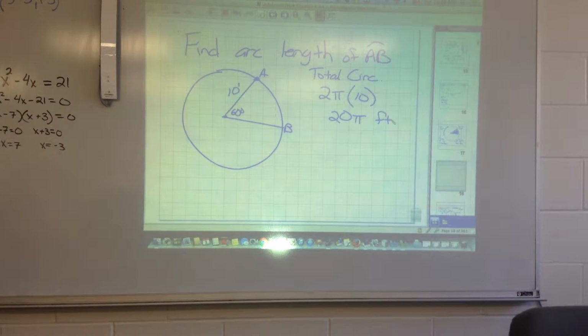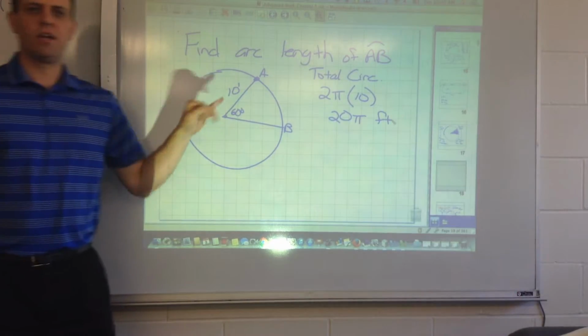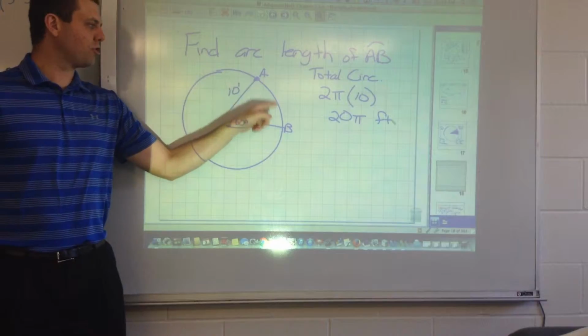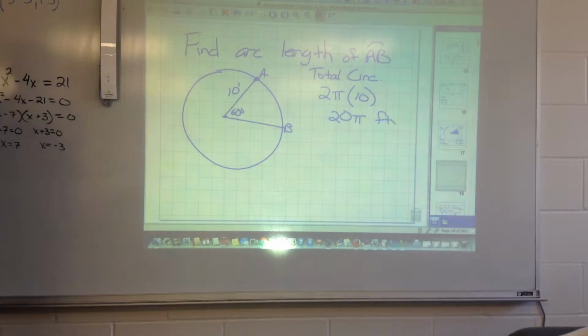Quinn. You divide 20 pi by 6. Why? Because 60 is 1/6 of 360. Perfect. I'm going to change how you do it, but what you said is right. Okay? Here's my question to you. What fraction of the circle is this right here? What fraction of the circumference?